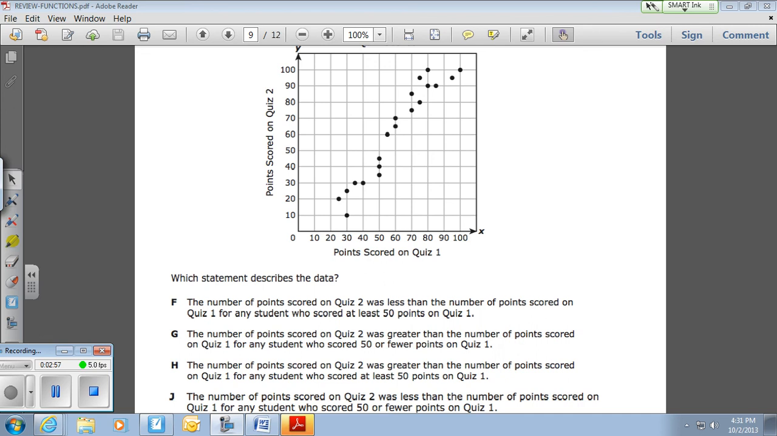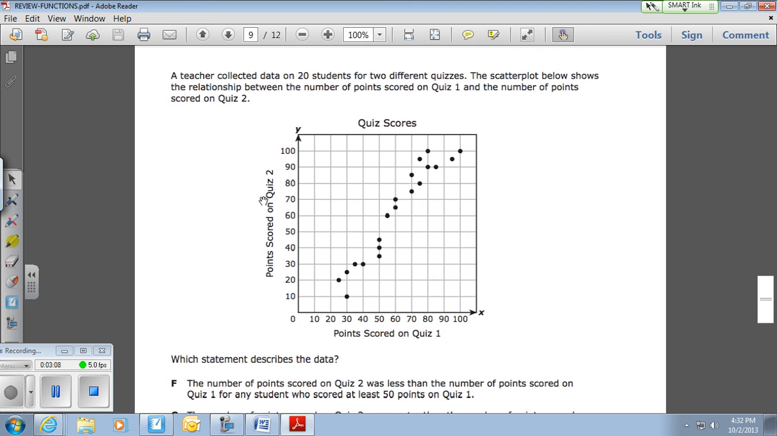Okay, on number 20, this is a scatter plot, obviously. Let's look at what it's talking about. A teacher collected data on 20 students for 2 different quizzes. So 20 kids, 2 different quizzes, and here's the data. The x-axis is points scored on quiz 1, and then the y-axis is points scored on quiz 2. So the scatter plot below shows the relationship between the number of points scored on the first quiz and the number of points on the second quiz.